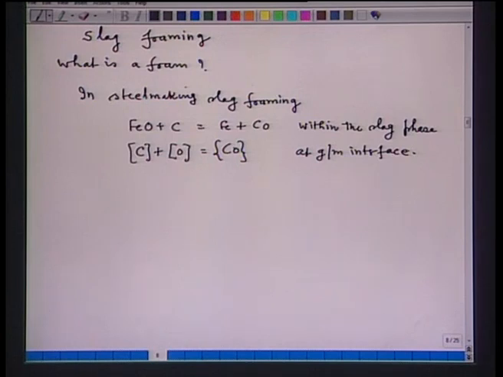Now, when the CO bubbles formed by these reactions are unable to escape through a layer of slag, then what will happen? The slag will foam, that is, bubbles will be entrained and the height of the slag will increase. So, the important point in foaming of the slag is that gas bubbles should be entrapped. When there is no easy escape of CO bubbles, then the slag is said to be foaming in nature.